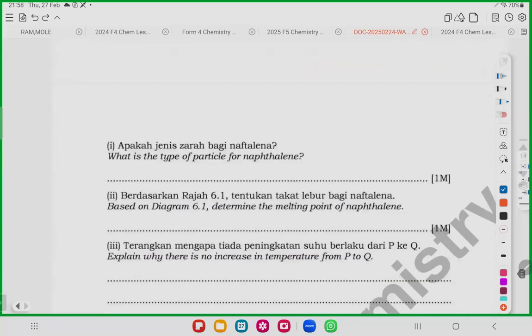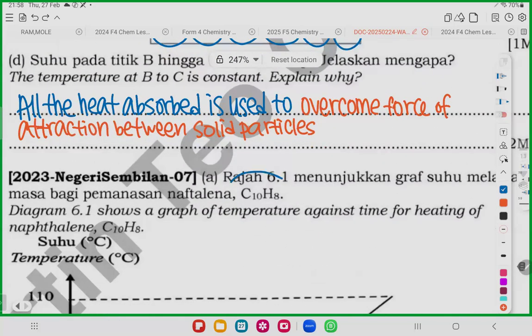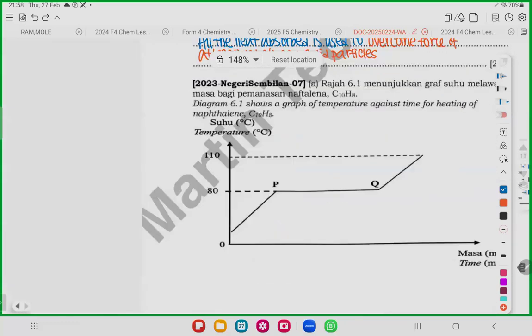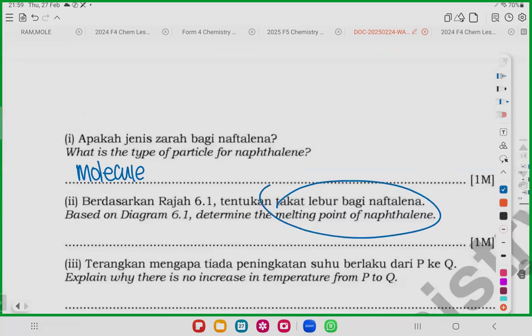So what is the particle for naphthalene? Quite easy, you all should know. Naphthalene is C10H8. Carbon is a non-metal. Hydrogen is a non-metal. Non-metal and non-metal, so you are molecule.